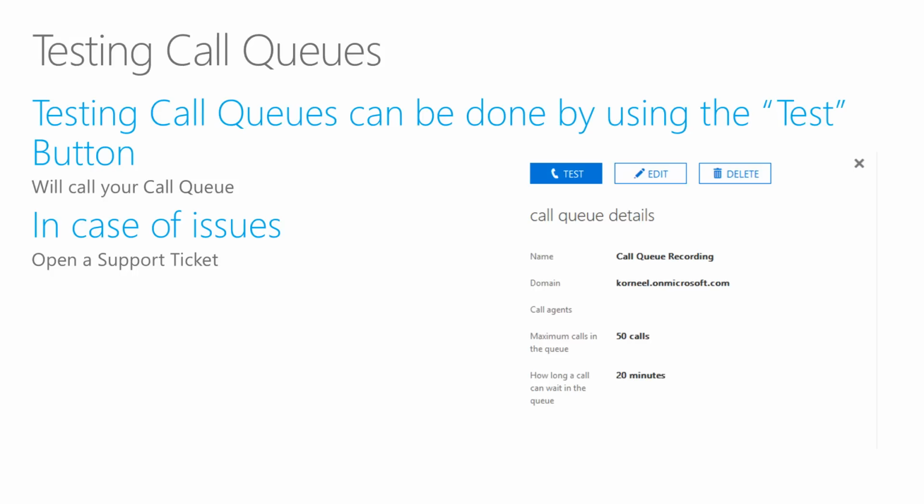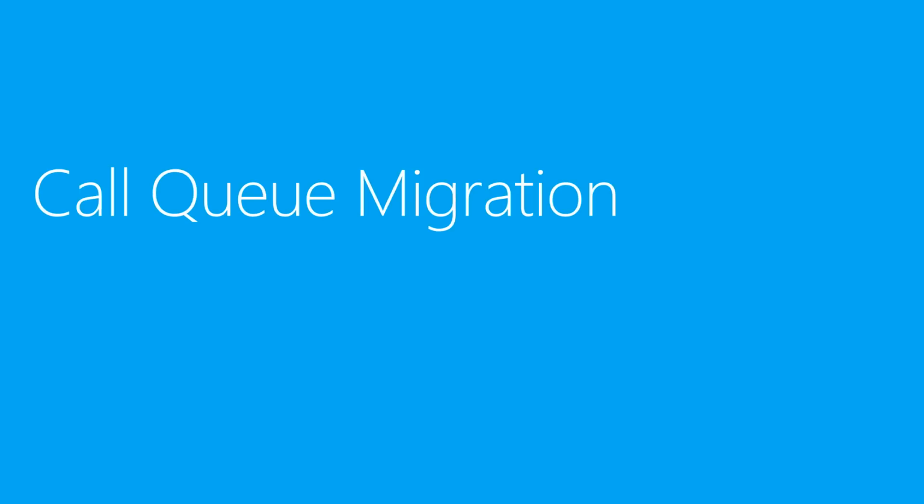It will call the call queue. If you're calling from the same tenant, it will use VoIP. We recommend to always place a PSTN call from your mobile phone or a hard phone as well to ensure the call queue is functioning correctly and is reachable from the outside. If there are any issues, open an Office 365 support ticket.